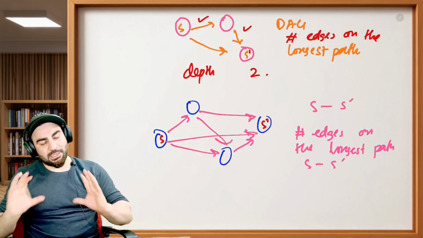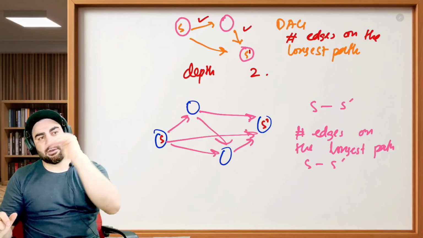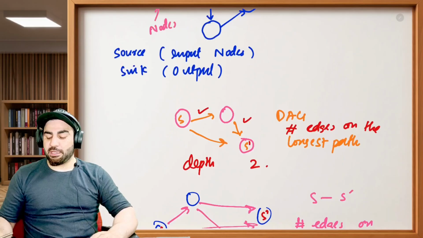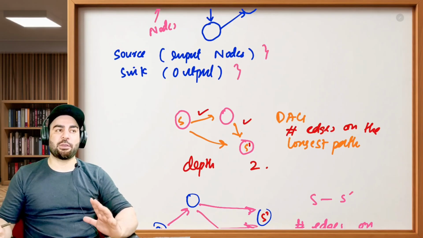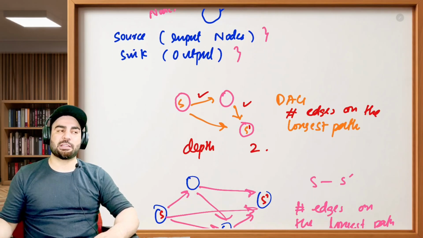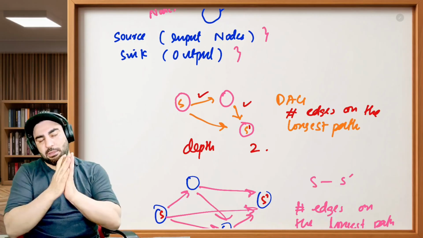So in a nutshell, what is the meaning of depth? If you have a source node and a sink node, it is the number of edges on the longest path. Now if you have to define the depth of a neural network, in a similar fashion, source is the input node and sinks are the output nodes. You will use the same definition as for a directed acyclic graph: the number of edges on the longest path.